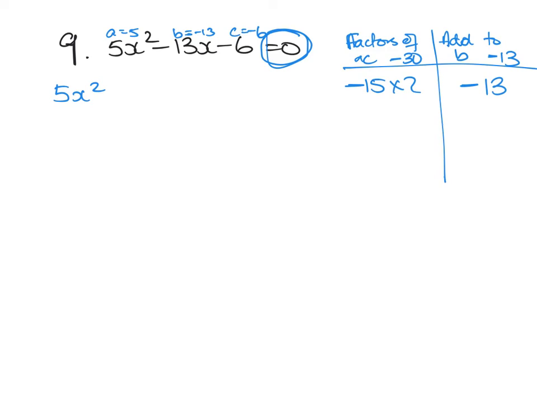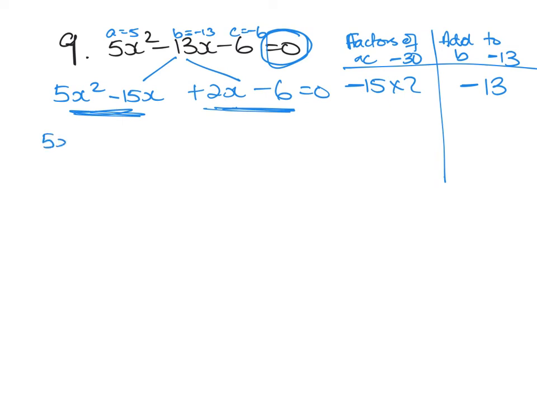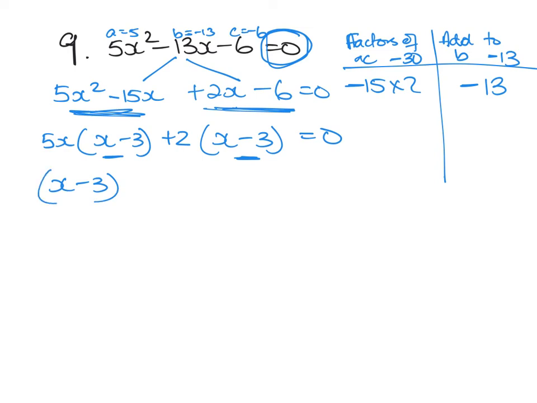We get 5x squared, and the minus 13x now becomes minus 15x plus 2x minus 6 equals 0. We see what's common with the first two and what's common with the second two. The highest common factor here is 5x, and we're left with x minus 3. The greatest common factor here is positive 2, and we're left with x minus 3. Being very careful with our signs. X minus 3 is now common with both, so we take out x minus 3, and we're left with 5x plus 2 equals 0. We now have the quadratic equation equal to 0 in the factorized form.